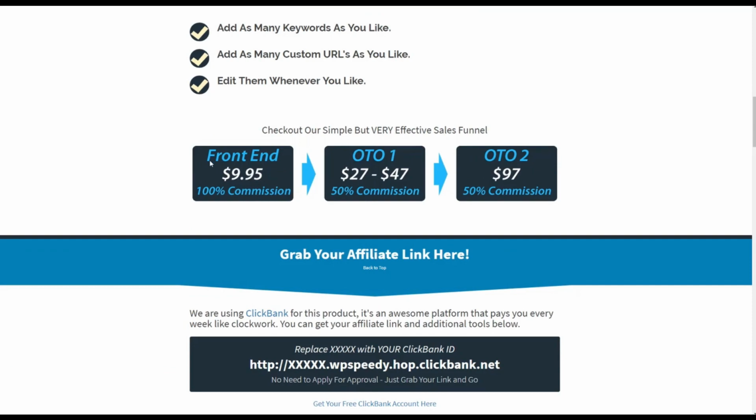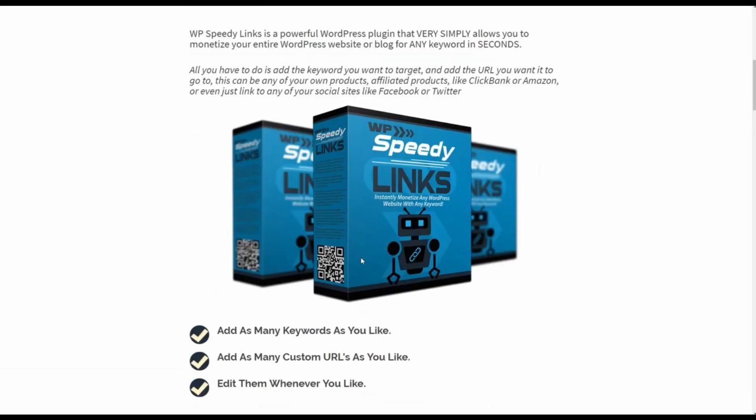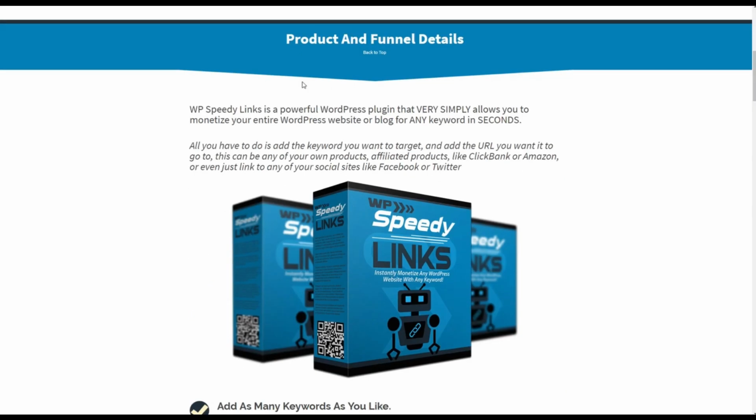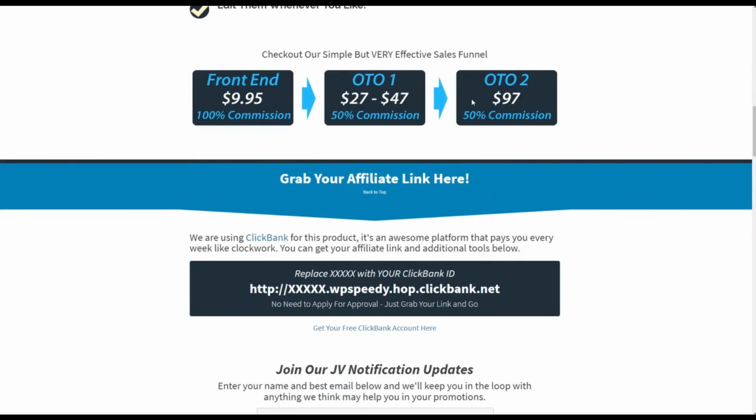Then we've got funnel diagrams here, right? We actually just scrolled right past the product description. So what is the product? That's probably the most important thing, right? The funnel chart here explains what your commissions are and what type of offers are inside of the funnel for you.